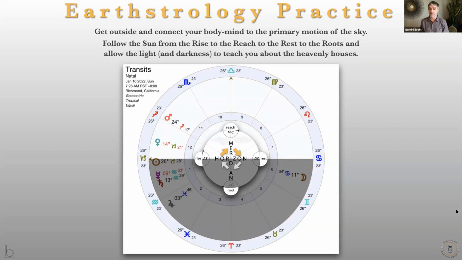Follow the sun from the rise to the reach, to the rest, to the roots, and allow the light and the darkness of night to teach you about the heavenly houses. Now, we want to know what it is, like in this case, on this equal sign wheel that I'm looking at. What is it for Mars to be in the 11th, for Venus to be in the 12th?